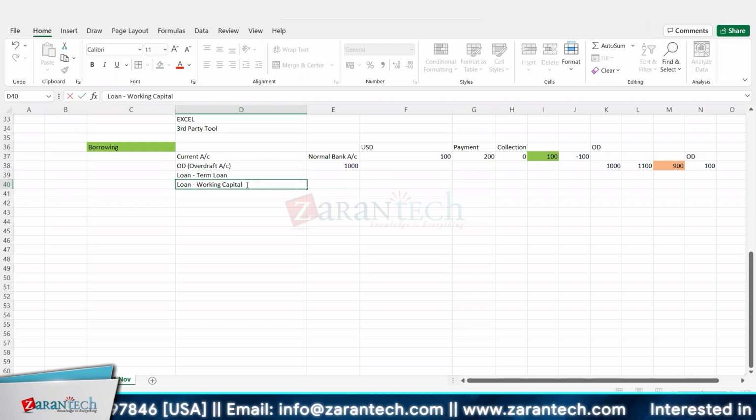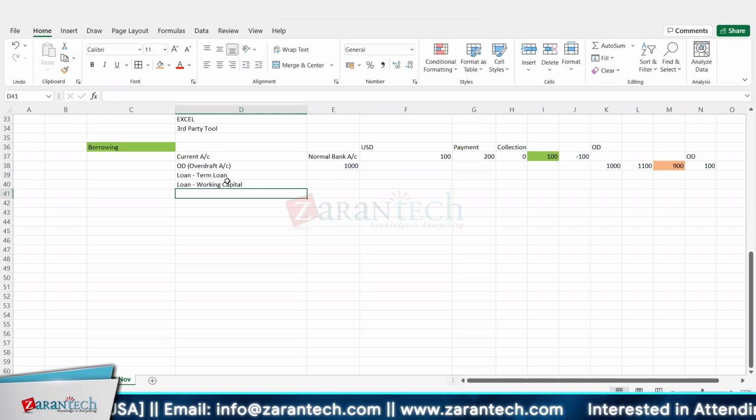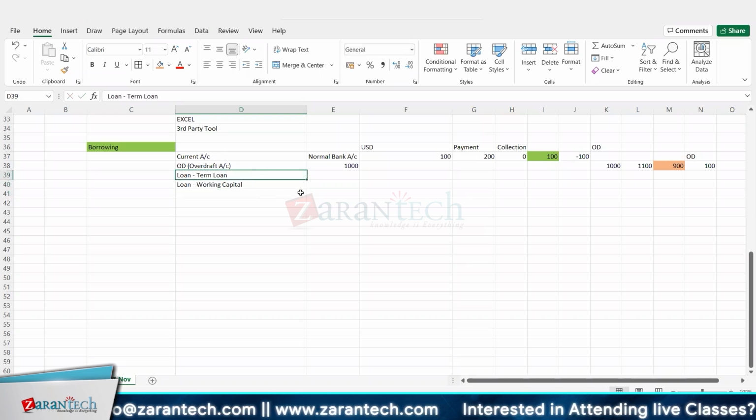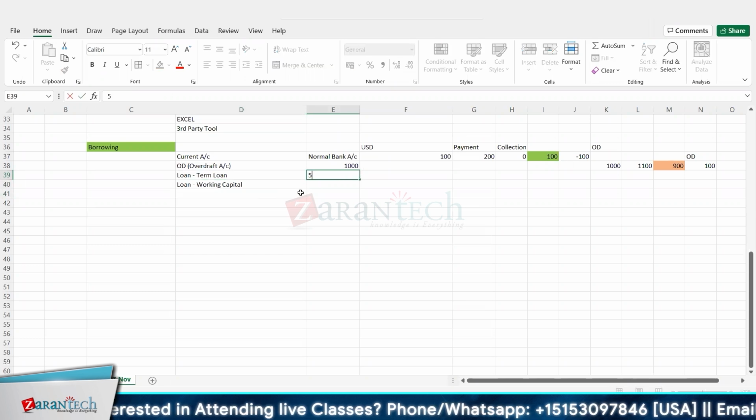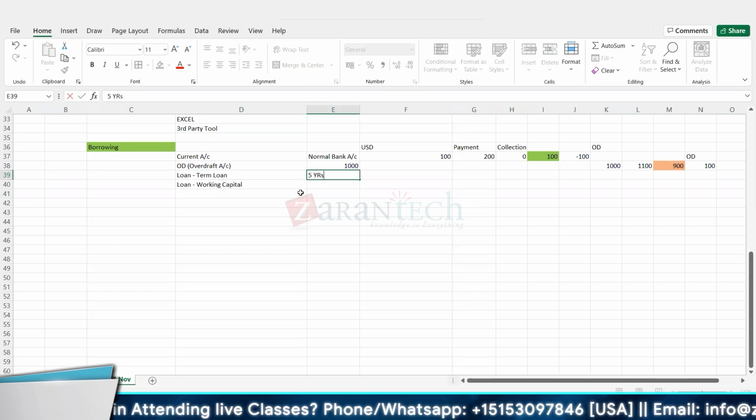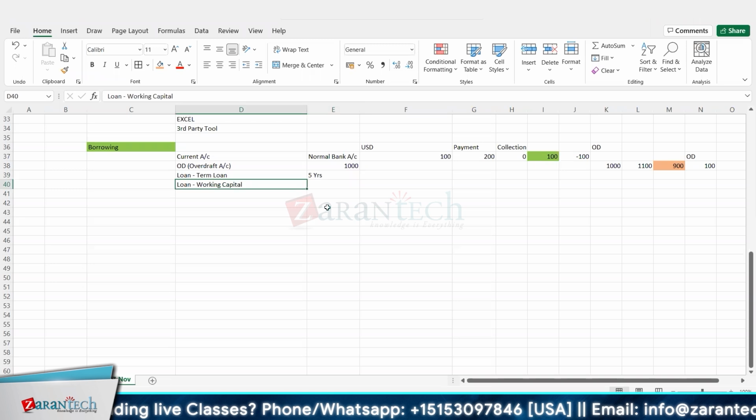Now guys, you need to understand what is term loan and what is working capital loan. Term loan means the repayment will start after a fixed period of time. Suppose you have taken a loan to set up your factory or machinery, you will say the repayment I will do after 5 years. Or, depending, you may need a moratorium period of 1 year or 2 years. After that, you can start your repayment.